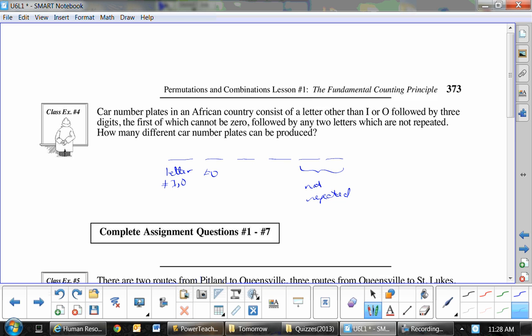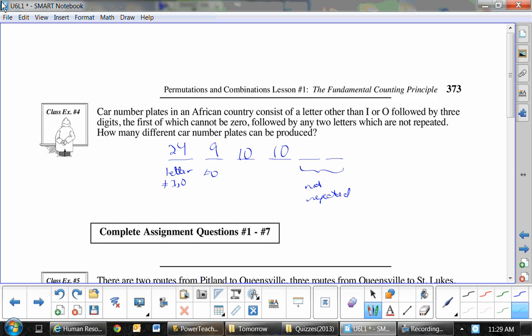So how many choices for the very first blank? 24. Okay? Cannot equal I or O. Now, for the next 3 blanks, how many choices for the first blank? Am I allowed to repeat? It says followed by 3 digits. So I can. So then it would be 10 and 10.